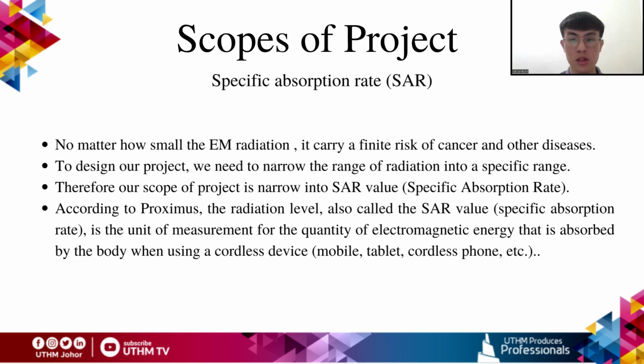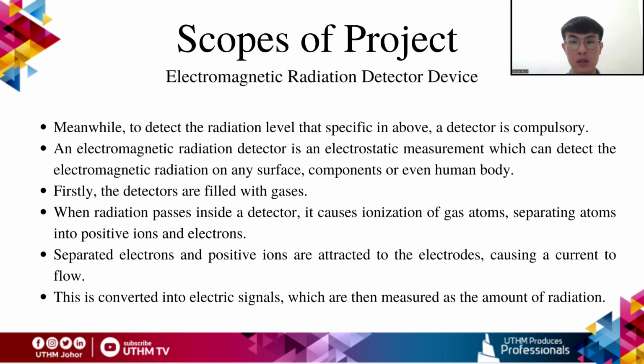I am going to present about the scope of project. The first one is the specific assumption that no matter how small the EM radiation, it carries a finite risk of cancer and other disease. To design our project, we need to narrow the range of radiation into a specific range. Therefore, our scope of project is narrowed into SAR value, which is specific absorption rate. According to Proximus, the radiation level, also called the SAR value, is the unit of measurement for the quantity of electromagnetic energy that is absorbed by the body when using a cordless device such as mobile, tablet, cordless phone, and so on.